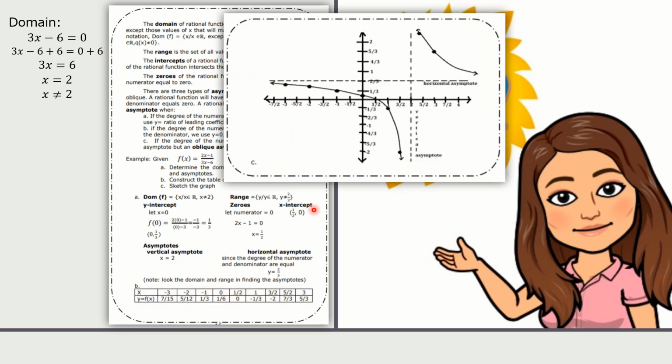So to graph, the first thing that we will plot is the horizontal asymptote. This is our y is equal to 2/3. Actually, you can also have the vertical asymptote at first, but it is nice to plot the asymptotes first so that you will know where your graphs will cross and where your graphs will not cross. Recall that an asymptote is a line where the graph gets closer and closer to it but never touches it.